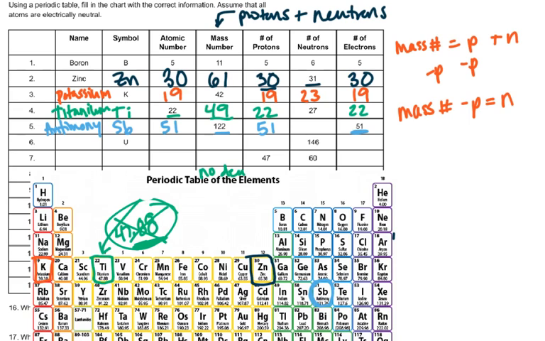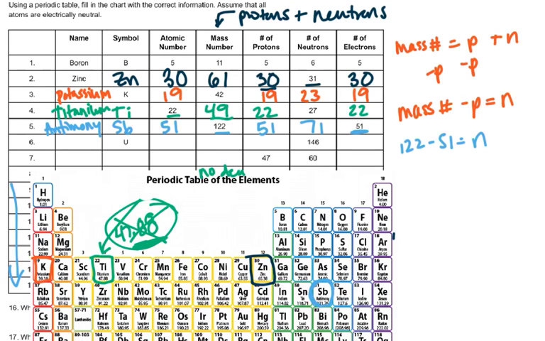And the last thing I need to do is the number of neutrons. So 122 minus 51 is going to give me my number of neutrons, which is 71, right? 50, yeah, 71. Great. Okay, so go ahead and finish that whole table. There is a bunch left, so make sure you get all of those done.